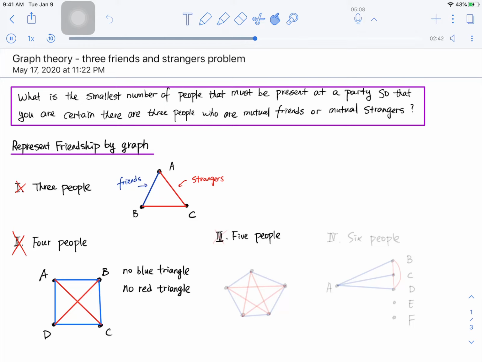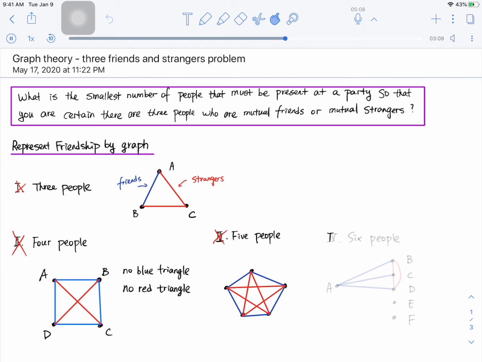Again, I will give you a situation for which there's no blue triangle nor a red triangle. It's not a very good drawing, but it shows you the point. There's only a blue cycle of length 5 and a red cycle of length 5. So again, this is not the correct situation.